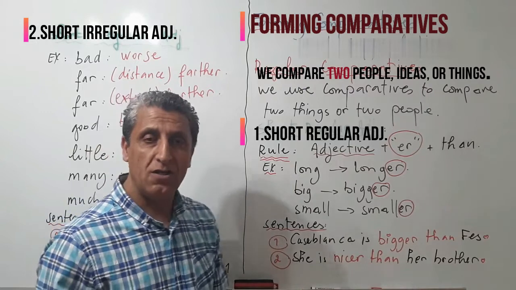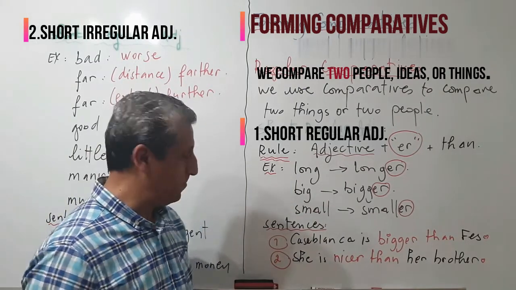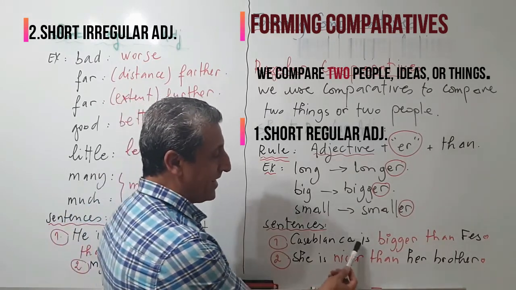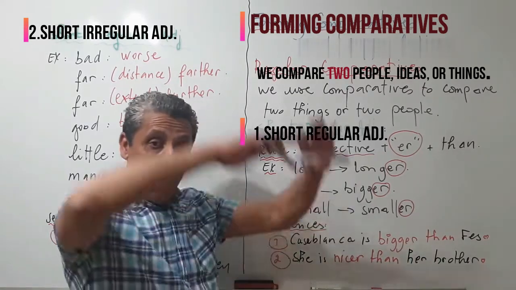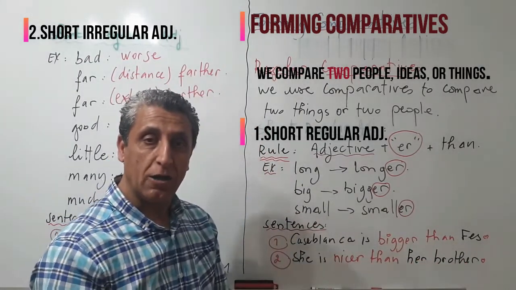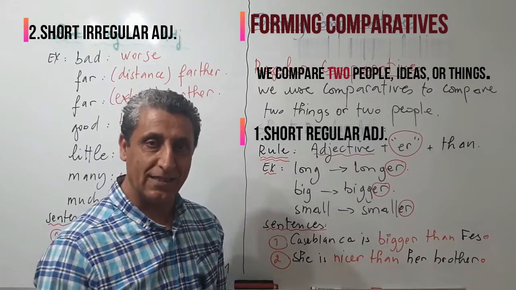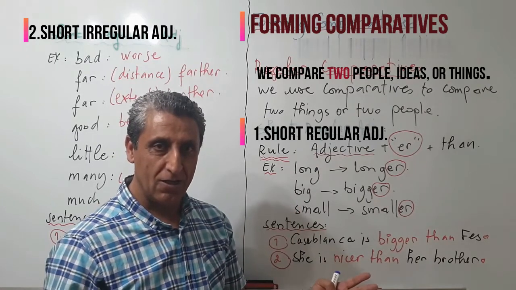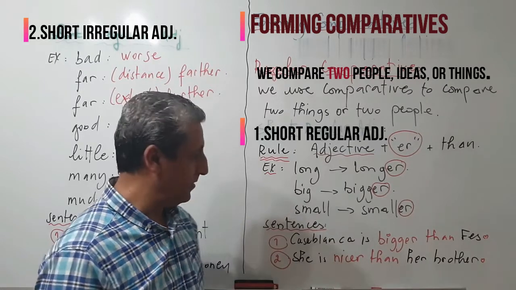Now, examples of short regular adjectives in the comparative form. Example number 1. Casablanca is bigger than Fez. Casablanca is bigger than Fez. Here, I compare Casablanca as a city to Fez as a city. And I say Casablanca is bigger, okay? So remember, I'm comparing two things, comparing two cities.